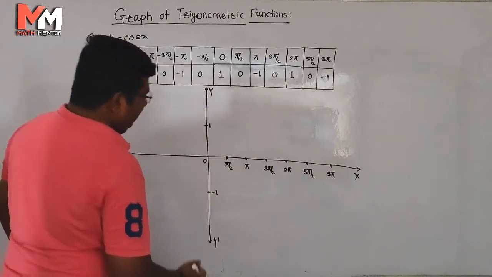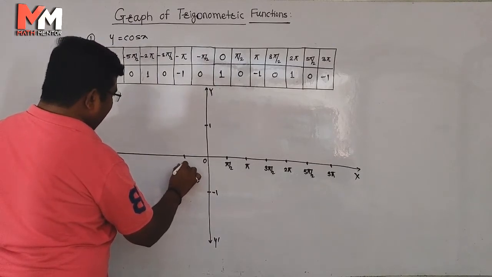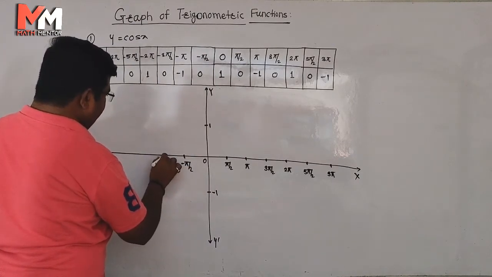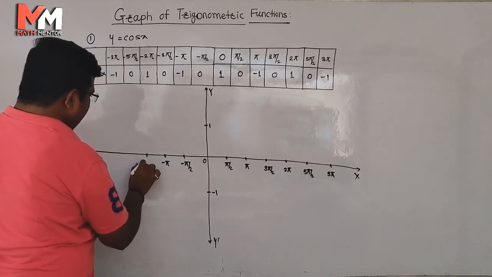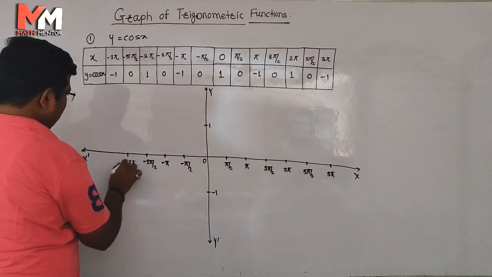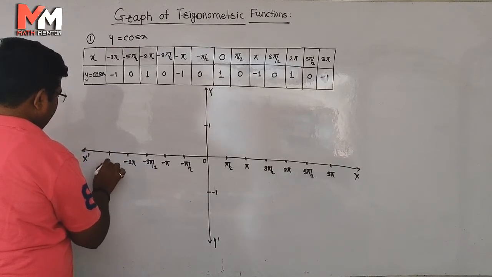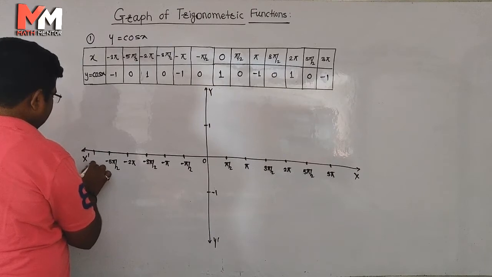Exactly same in the negative x-axis: minus pi by 2, minus pi, minus 3 pi by 2, minus 2 pi, minus 5 pi by 2, and here is minus 3 pi.